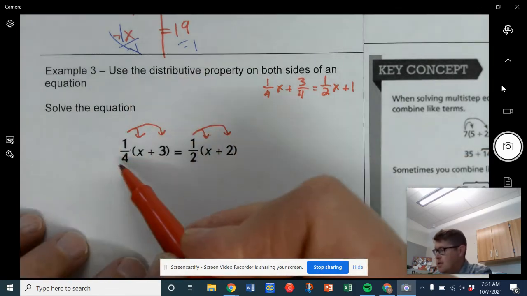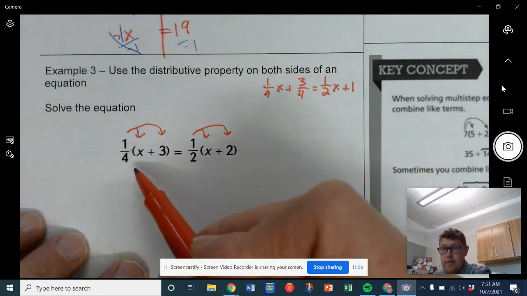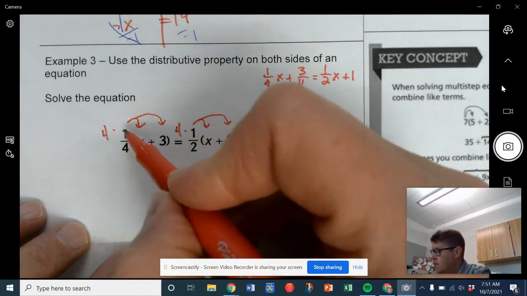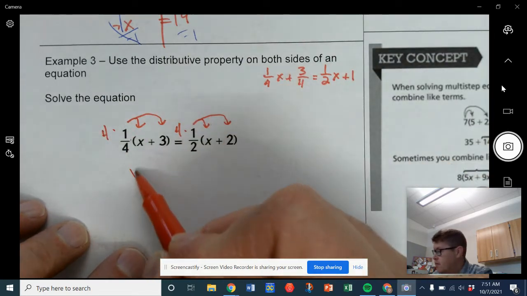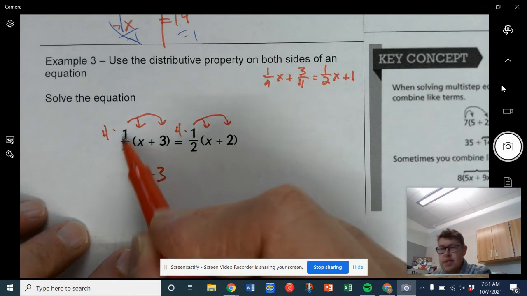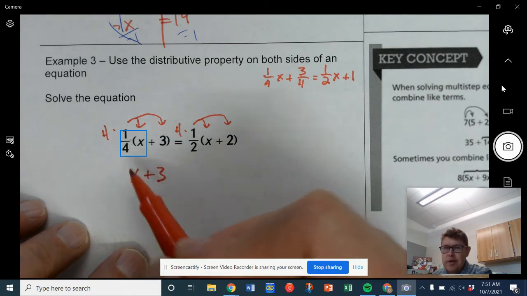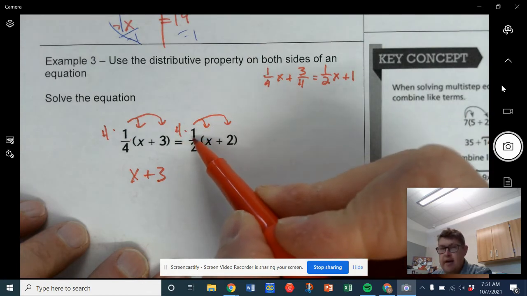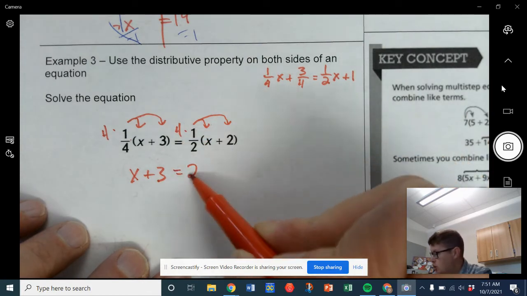So what that looks like is, and the number we're going to multiply by is 4, right? You multiply by 4 here, and 4 here. 4 times 1/4 is just 1, so we're left with x plus 3. And since it's 1 times x plus 3, you don't need the parentheses anymore. You can just get rid of it. And then this 4 times 1/2, half of 4 is 2.